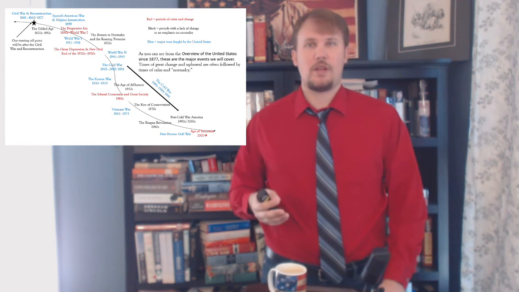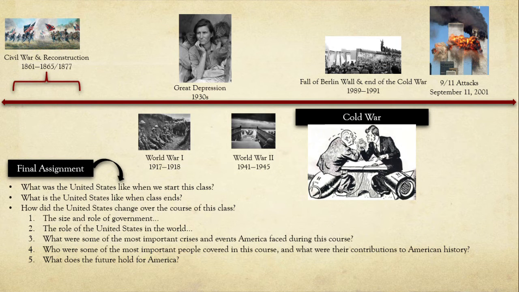Now during the last week of class, there's going to be an assignment that will help summarize this course. This assignment is going to ask you what the United States was like when the class started, what it was like when the class ended, and your job will be to summarize the starting and ending point of this class and analyze how the United States changed over the 130 years we studied.